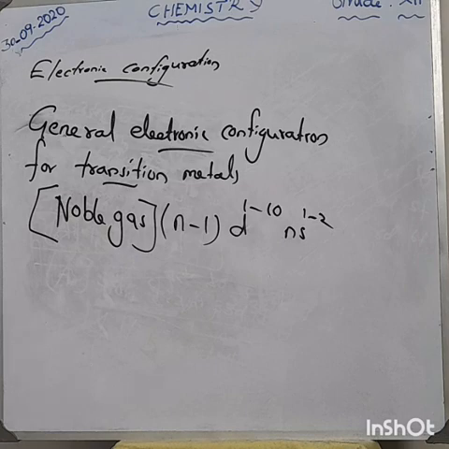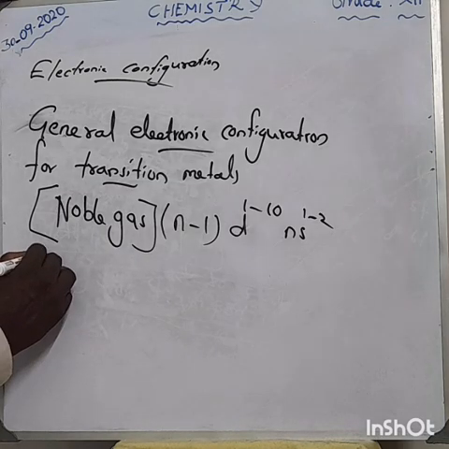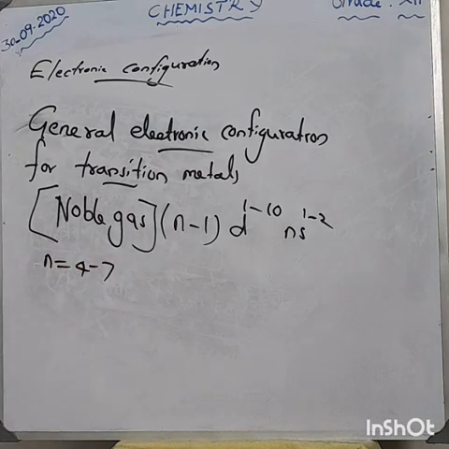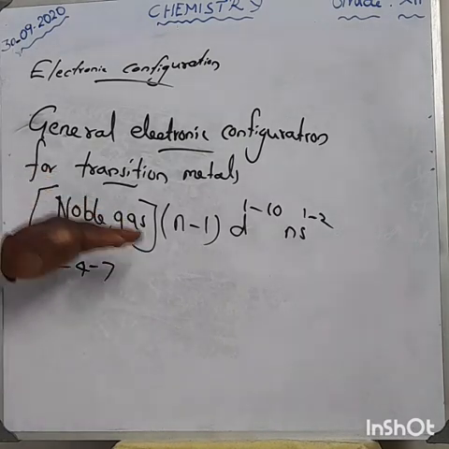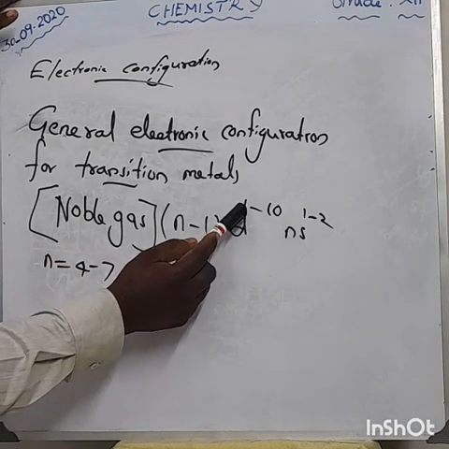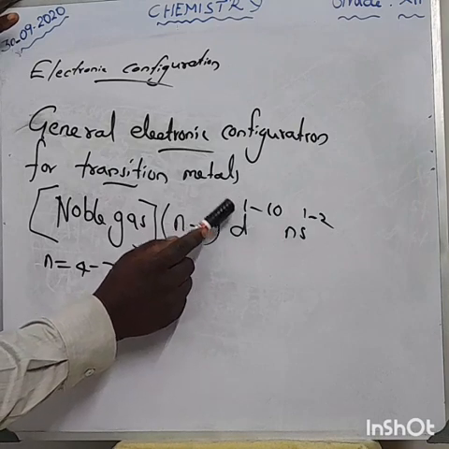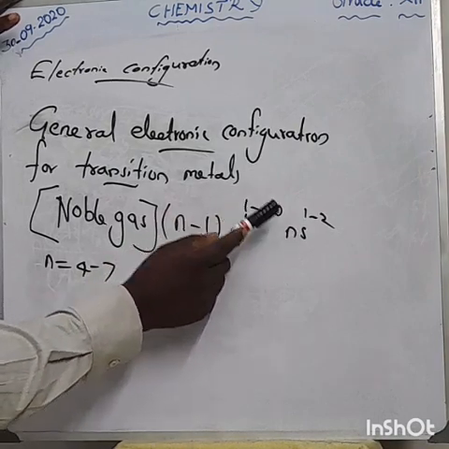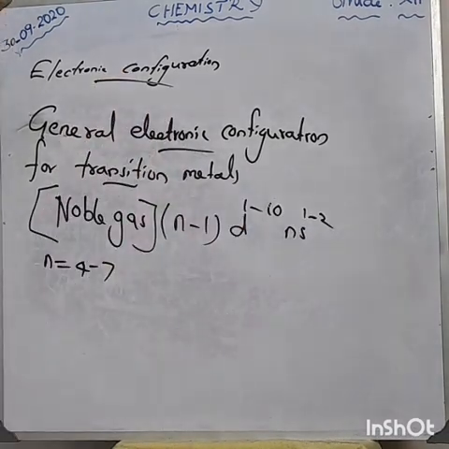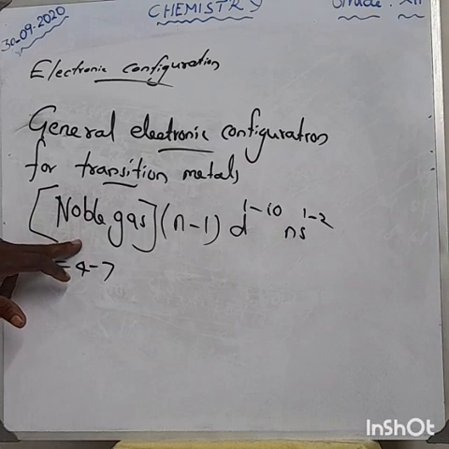Here n is equal to 4 to 7. Okay, listen all of you. This is the actual general electronic configuration for transition metal. That only we wrote previously for scandium to zinc. The d subshell can accommodate electrons 1 to 10 and the ns subshell can accommodate 1 to 2. Clear?